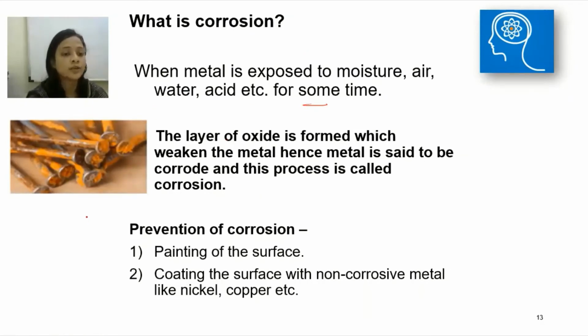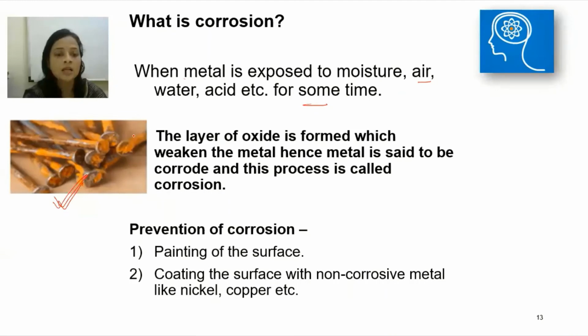This is also a day-to-day life example. So when a metal is exposed to moisture, this is a nail, that is a metal. Already we have discussed the chart of metals and non-metals. In that we have seen that Fe comes in the metal part, that is iron. So this nail is made of iron. When the metal is exposed to air, water, acid, and so on, for some time, then corrosion takes place.